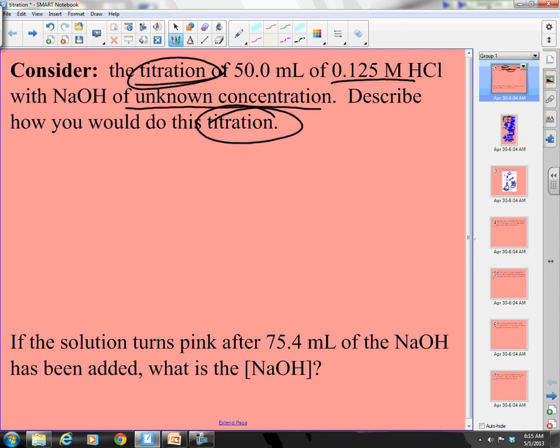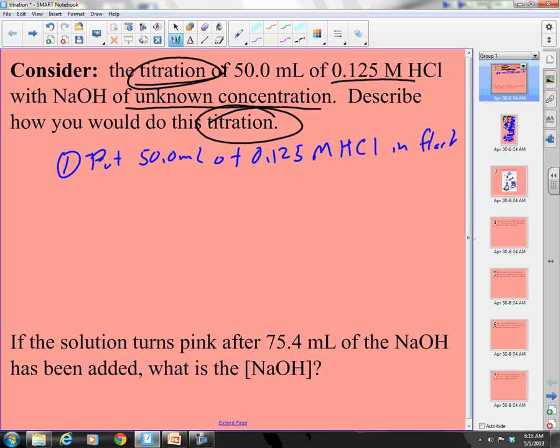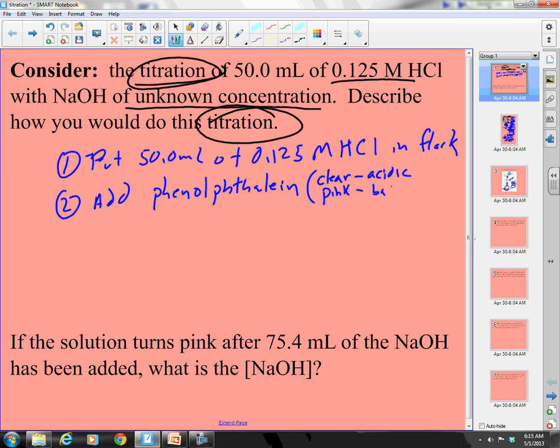Okay. All right, so describe how you would do this. What am I going to do? Number one, I'm going to put the 50 mL of 0.125 molar HCl in a flask. Two, I'm going to add an indicator, and the indicator that is most often used with strong acid, strong base titration is phenolphthalein. So I'm going to add some phenolphthalein. Phenolphthalein is clear in acid and becomes pink when it becomes basic. So it changes from clear to pink at my equivalence point.